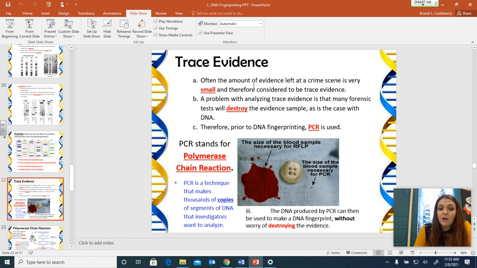And last slide, often the amount of evidence left at a crime scene is very small and therefore considered to be trace evidence. A problem with analyzing trace evidence is that many forensic tests will destroy the evidence sample, as is the case with DNA. So therefore, prior to doing the testing, sometimes we do PCR. I'm going to talk about more later. So we're going to talk about the issue with trace evidence more tomorrow.